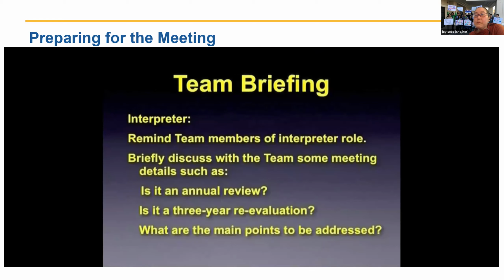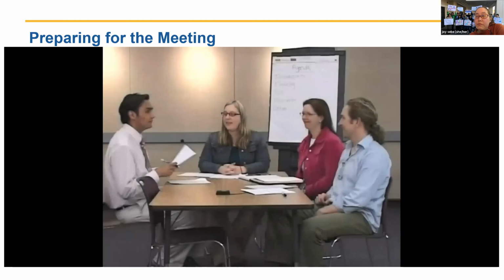Again, remind participants of the interpreter role. The interpreter should discuss with the team some meeting details, such as, is it an annual review? Is it a 3-year reevaluation? What are the main points to be addressed? If possible, the team should provide the interpreter with the team meeting notes in advance. This will allow the interpreter to make notes, know the content of the meeting, and the steps of the meeting.